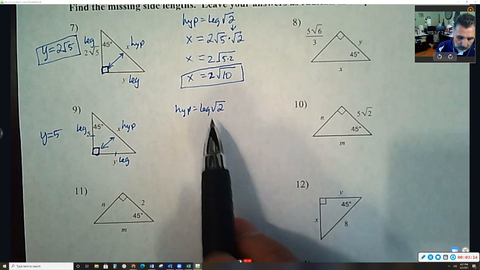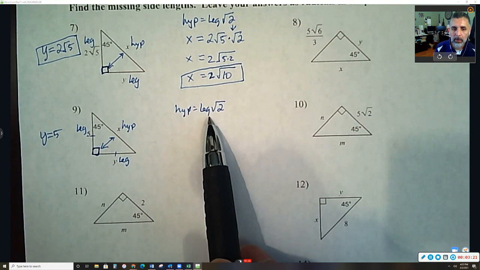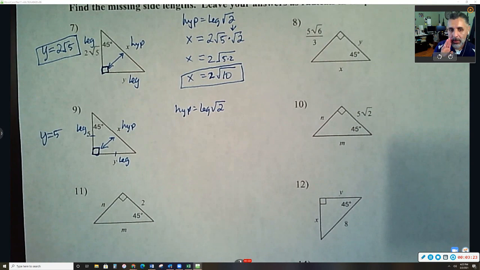And a lot of students wonder, well, how do you remember that? It's because I keep writing it. I keep writing it. I keep using it. That's how I remember this. Plus it's written down in the notes.